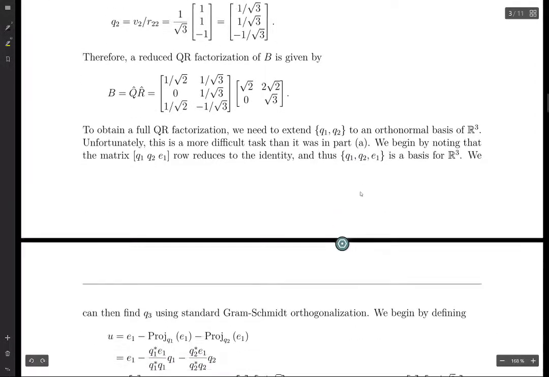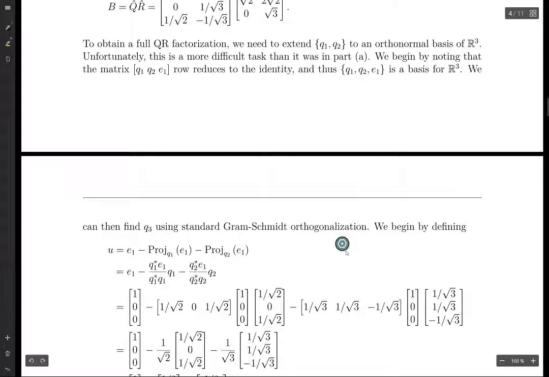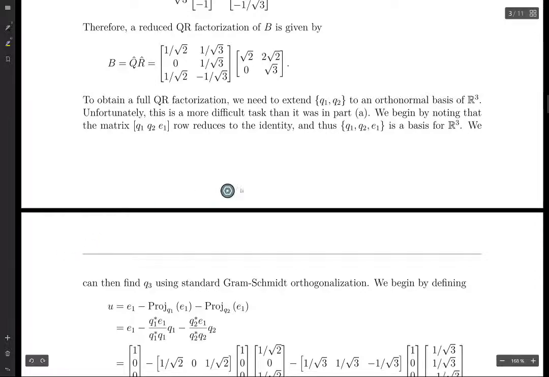It ends up being very similar because it's a very similar method. So how does this work again? First of all, we need to add something else to Q1 and Q2 to get a set which is a basis for R3. If you were to add E1 here, then you can convince yourself that if you put this matrix here, just put this E1 here, then you could row reduce it to the identity. How would this work?